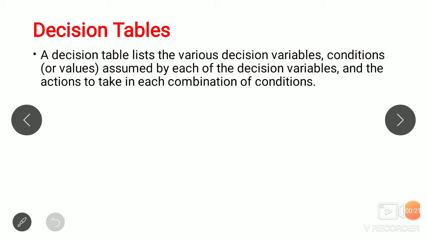A decision table lists the various decision variables, the conditions assumed by each of the decision variables, and the actions to take in each combination of conditions. Here, the decision table contains the list of various decision variables, meaning condition variables or the values. These values are assumed by each of the decision variables, and the actions we are going to take on these decision variables are for each combination of the conditions.